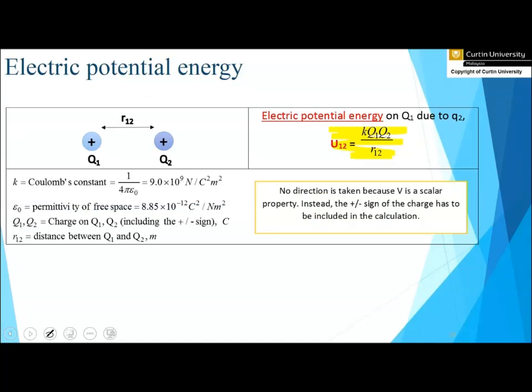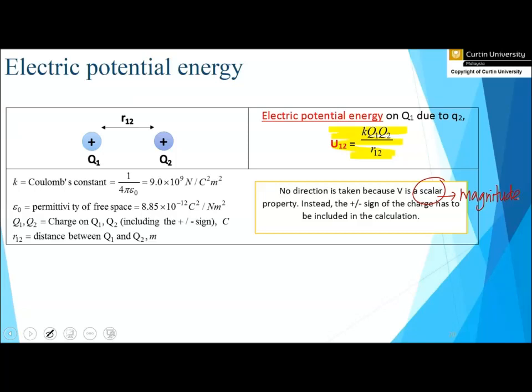The good thing about potential energy, if you can recall, is energy a scalar or a vector? Energy is a scalar. So when it comes to a scalar, you have only magnitude. It's good news for you because you don't have to look at the direction. So no direction means no x and y components.